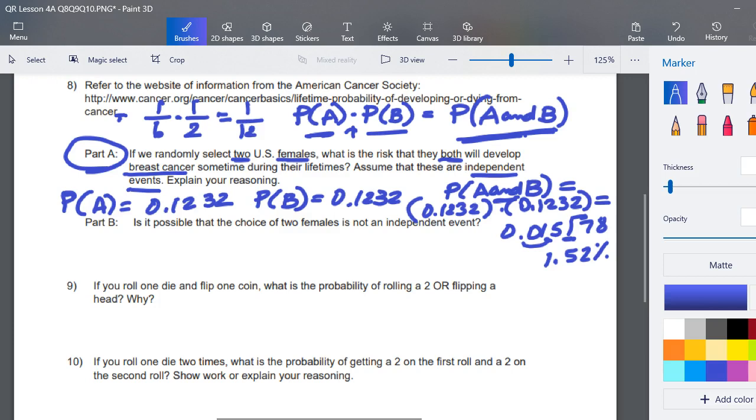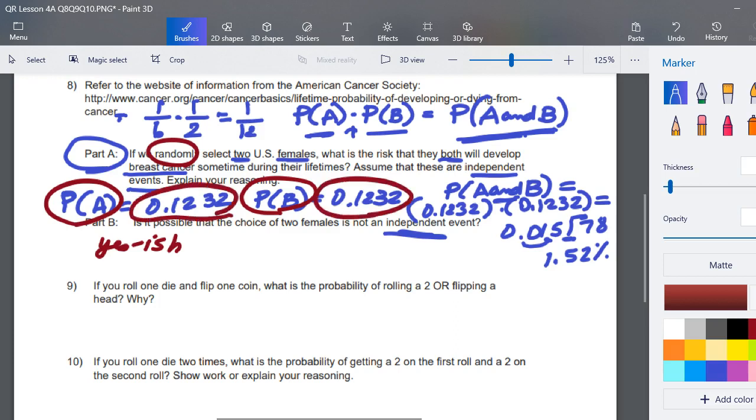We're going to keep going to part B. Is it possible that the choice of 2 females is not independent? That it's not just a random female and another random female? And if we think about it, it could be yes or no, and you write something down. But it is possible, and we use the word ish in class today. Yes, ish. It is possible if the females are related, like a mother and a daughter, they may have a genetic makeup that changes these odds to increase or decrease the outcome possibilities. So it is possible.